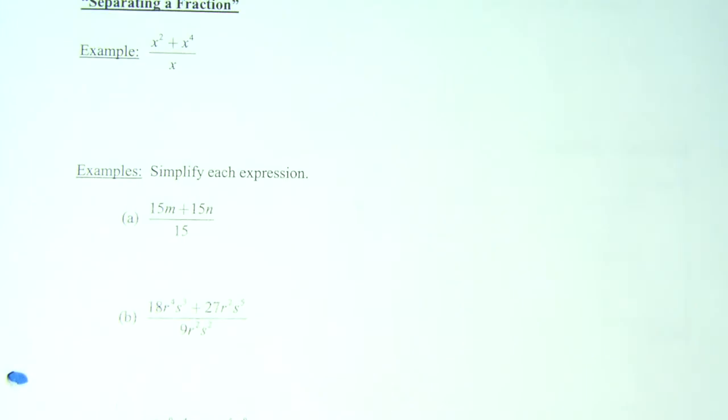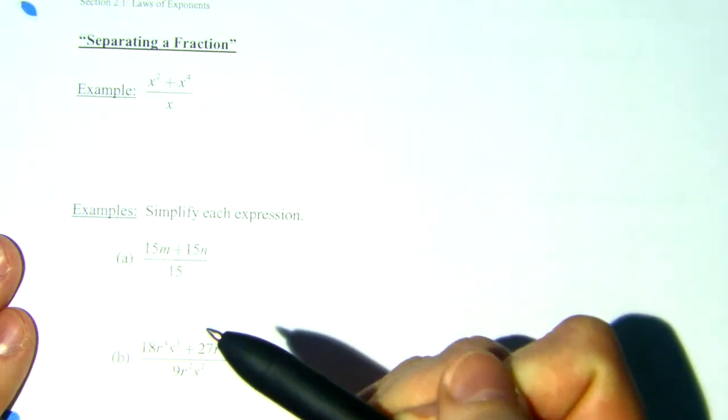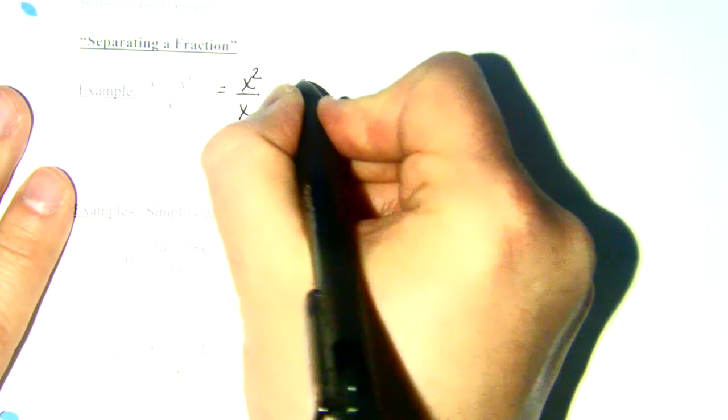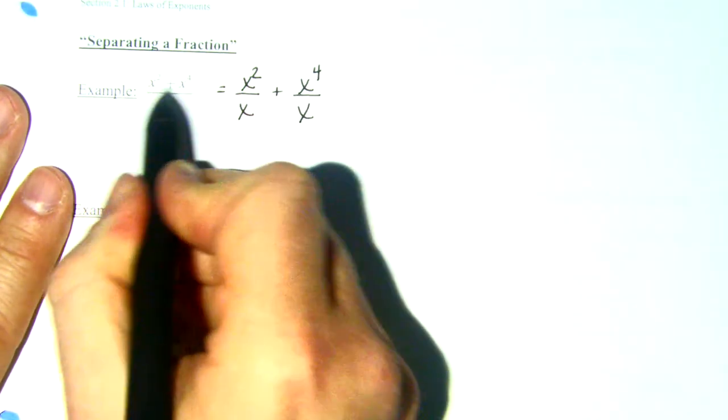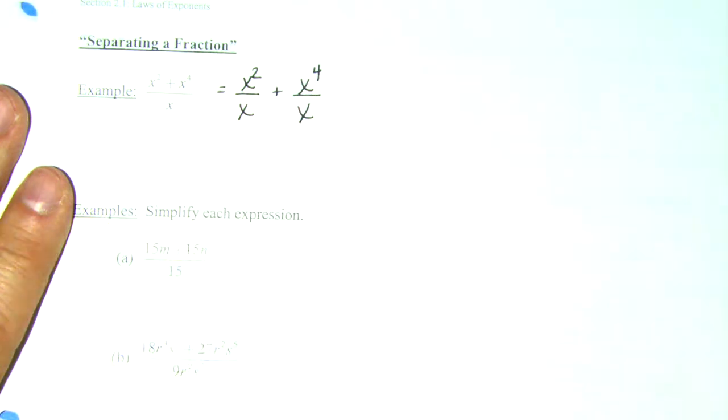Next thing I want to show you is how to simplify certain types of fractions, like x squared plus x to the fourth divided by x. What we're going to do is called separating the fraction, which I'm always allowed to do if there's a sum or difference in the numerator, but a single term in the denominator. X squared plus x to the fourth over x is the same as x squared over x plus x to the fourth over x. I'm just going to divide both terms in the numerator by what I have in the denominator.